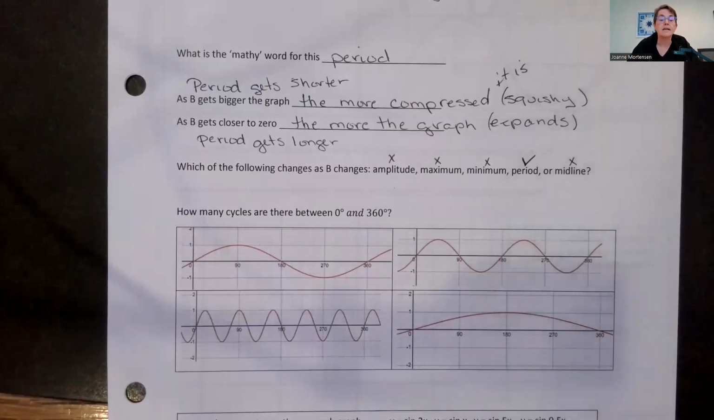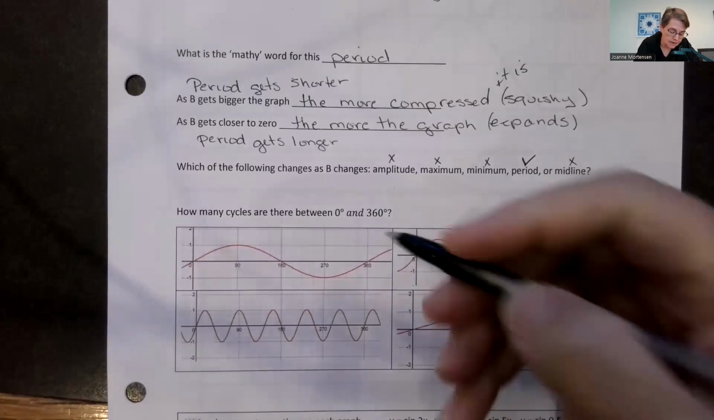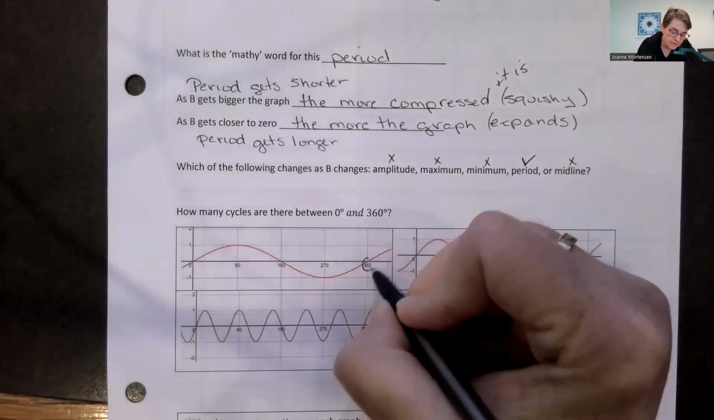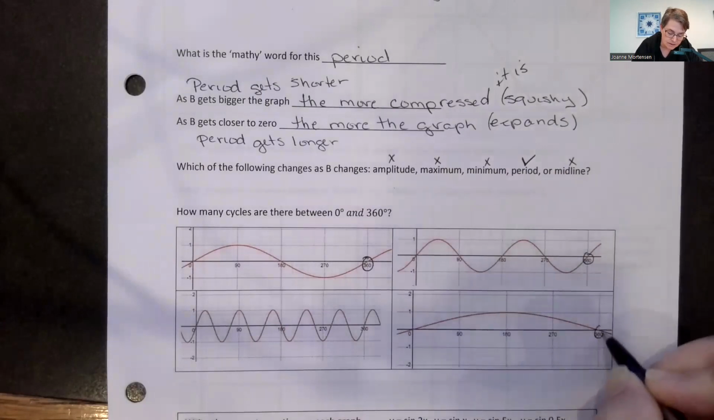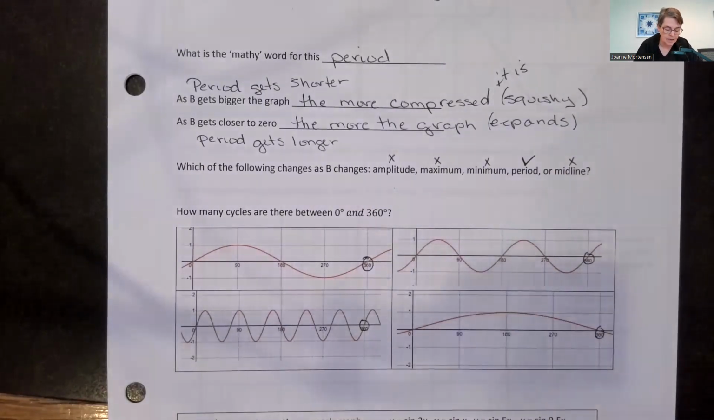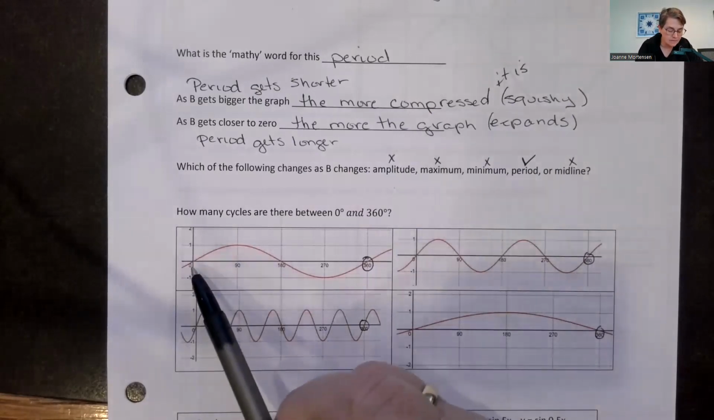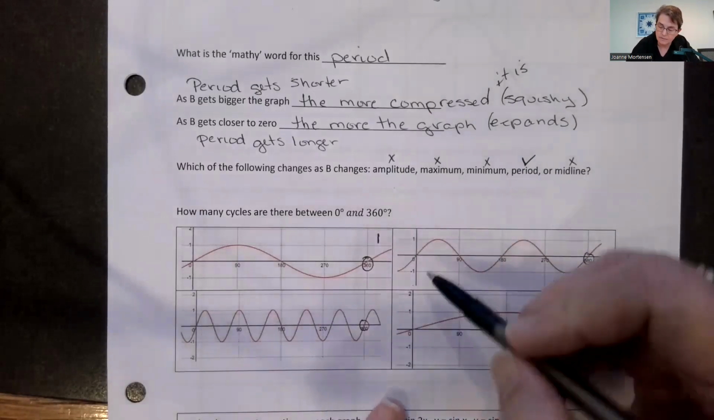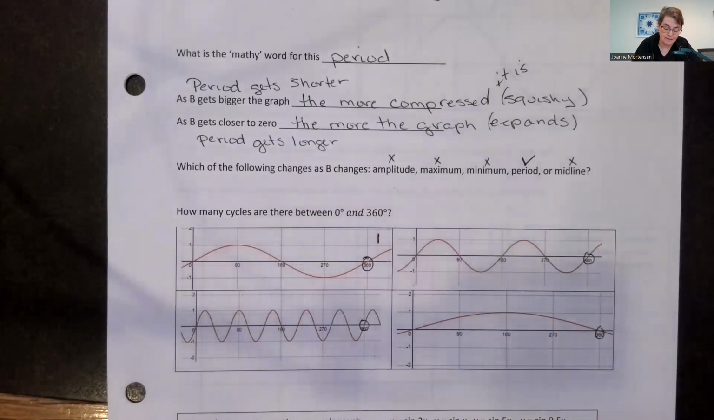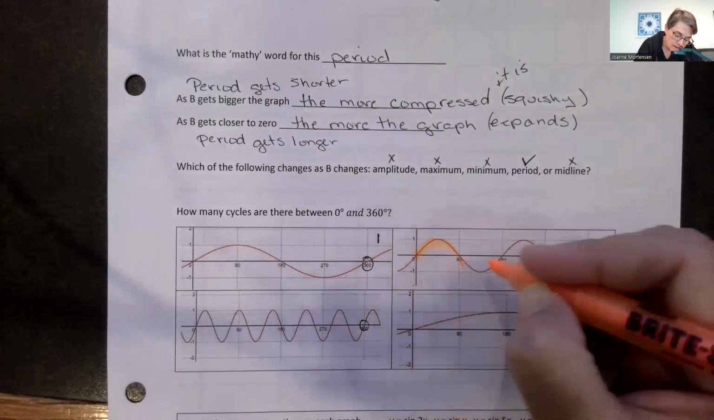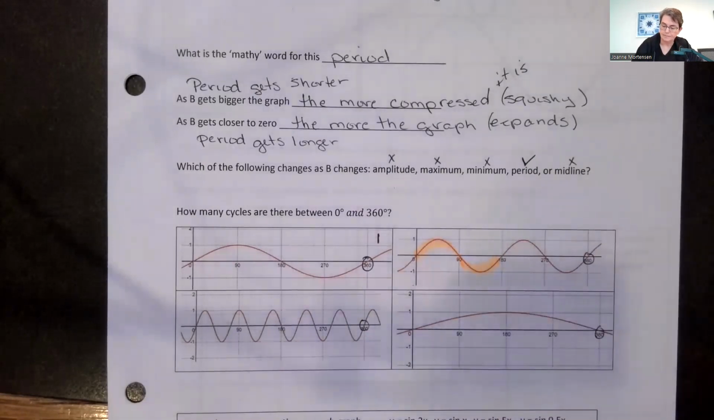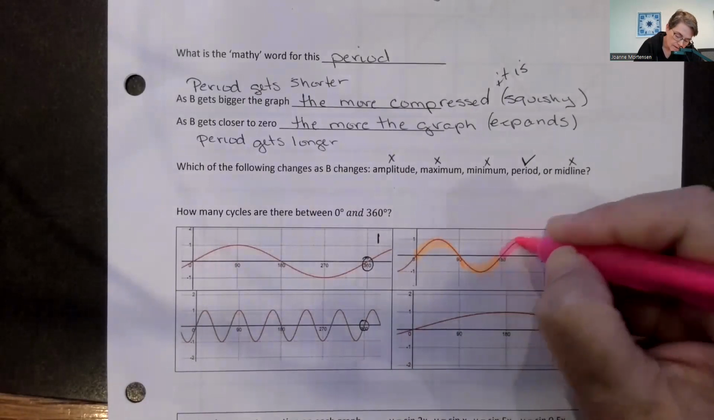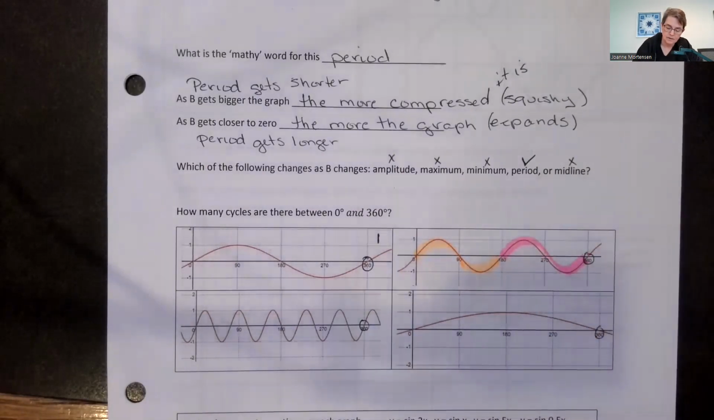Okay, so this says how many cycles are there between 0 and 360? Oh, look, I made them almost all the same size. Okay, so it's pretty squishy, but there's my 360, 360, 360, 360. Okay, so I started out easy. There's one complete cycle. Now on this one, let's see if I can do this. There's one complete cycle. And a second complete cycle. So there's 2.